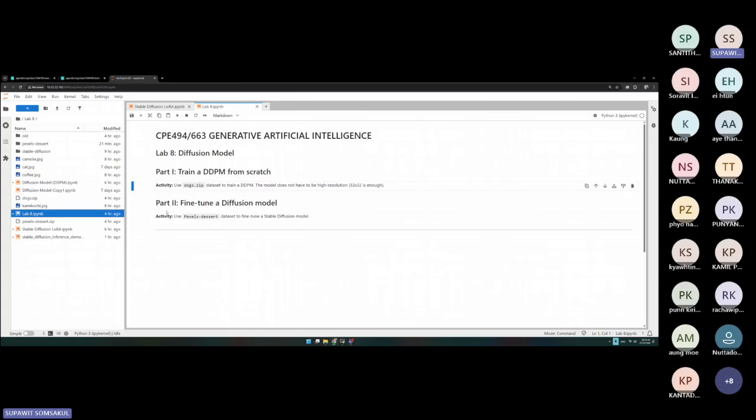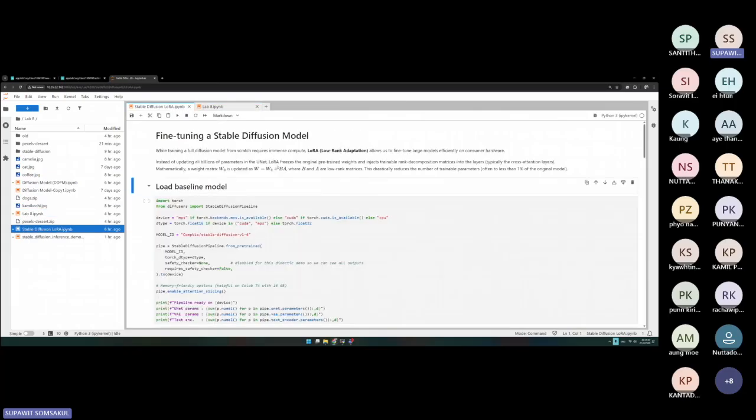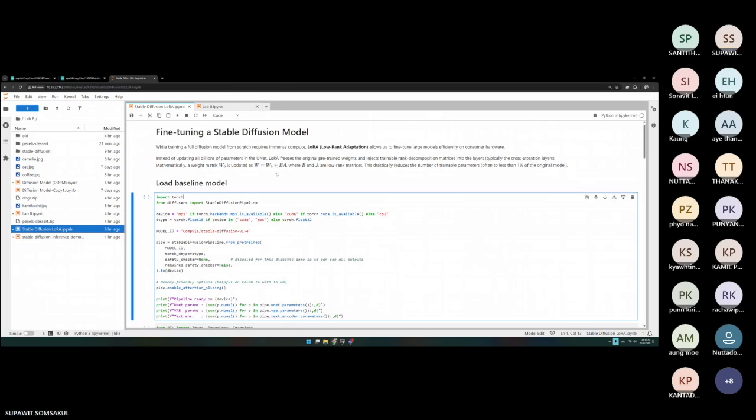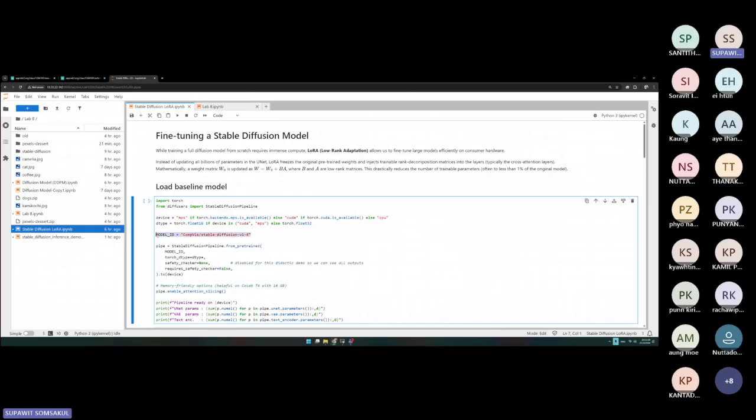And for part 2, before we go into the detail of part 2, I want to demonstrate how you can fine tune the diffusion model using LoRA. So I have the baseline model from Ajahn Yai's code in Lab 2, and this one actually performs pretty good already, but you can fine tune the model to be suitable for your task, for your dataset.